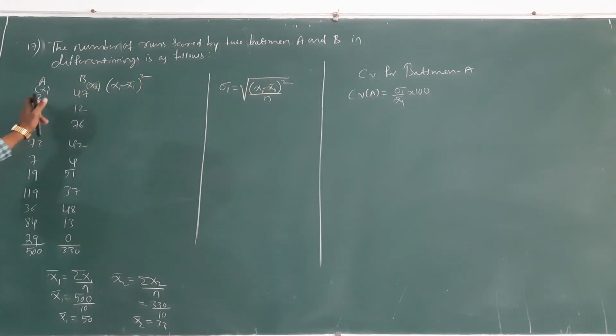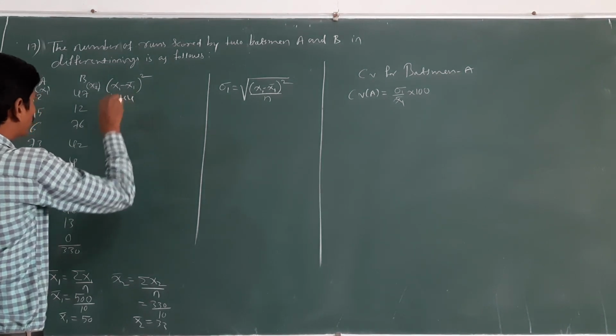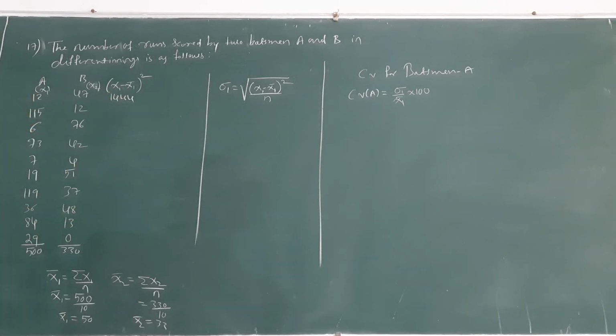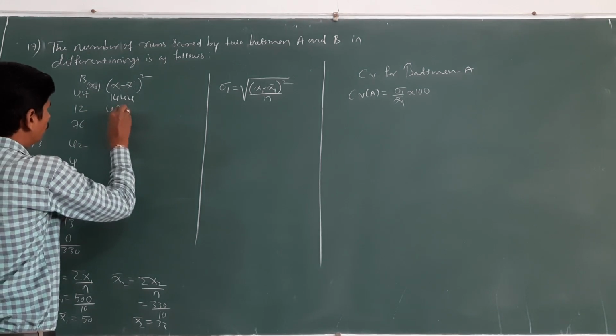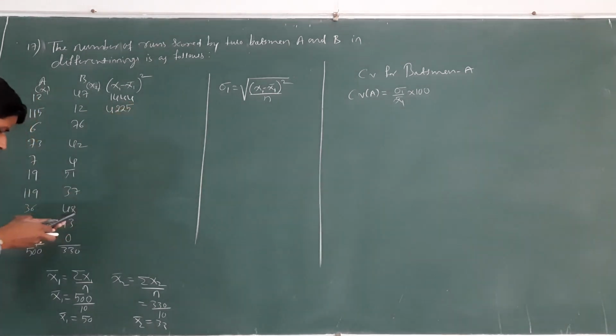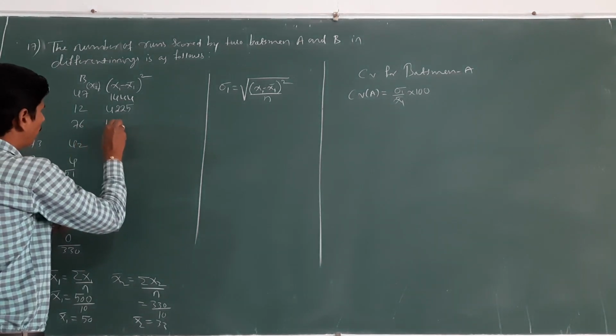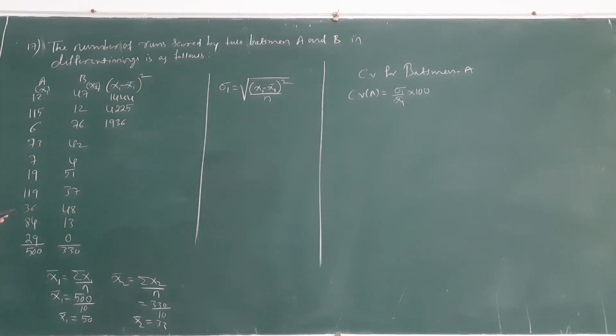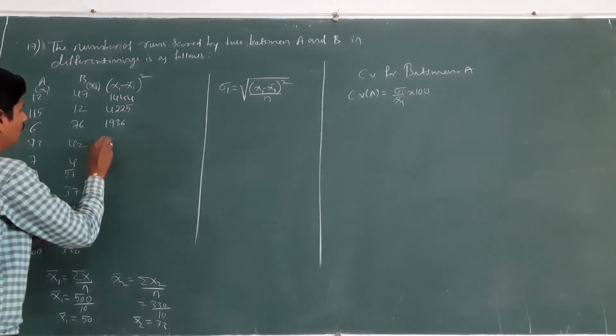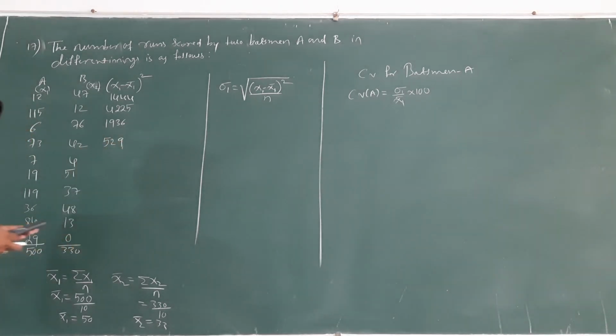The x1 values are 12. 12 minus 50 is minus 38, and its square is 1444. The next, 115 minus 50 is 65, its square is 4225. Next, 6 minus 50 is minus 44, its square is 1936. The next, 73 minus 50 is 23, its square is 529. Next, 7 minus 50 is minus 43, its square is 1849.